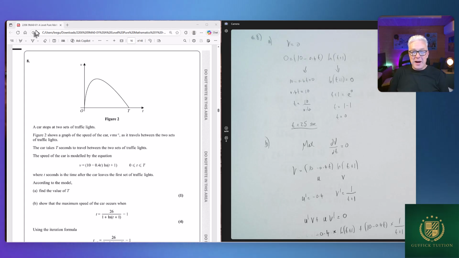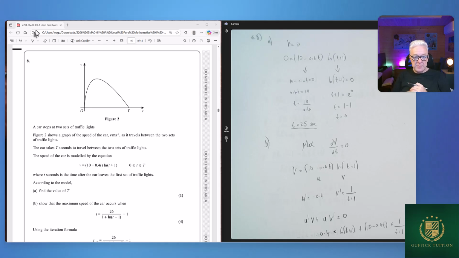Hello everyone, and we're on question 8 now. This is from paper 1 from 2022. It says a car stops at 2 sets of traffic lights. Figure 2 shows the graph of the speed of the car, v meters per second, as it travels between the 2 sets of traffic lights. The car takes T seconds to travel between the 2 sets of traffic lights.